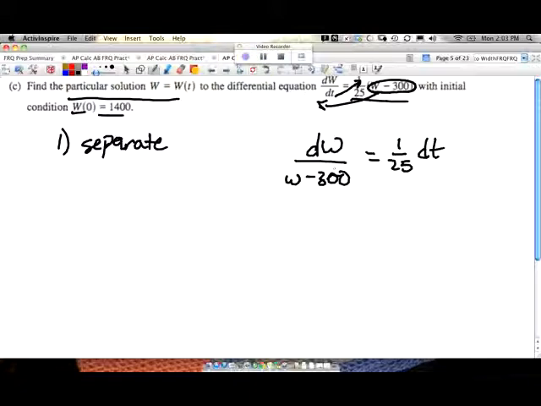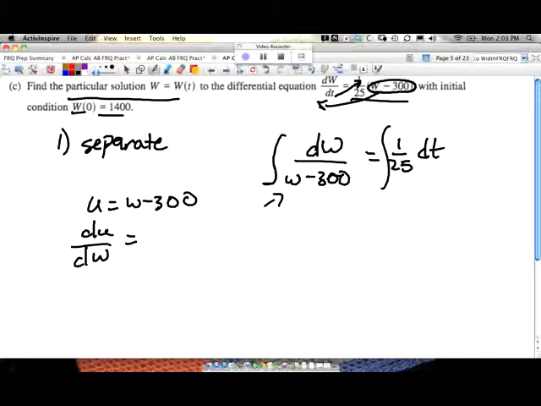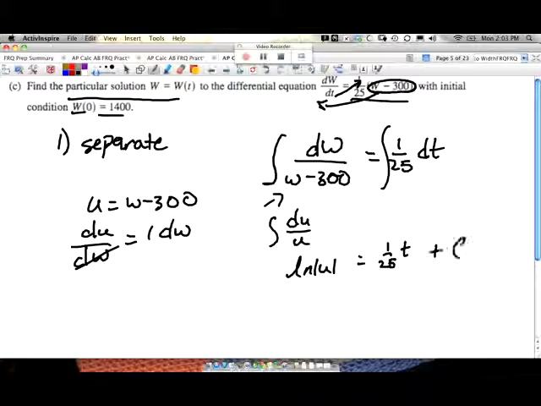At this point, you're probably asking yourself, how do I do this? Because I need to integrate both sides, both the left and the right. And down here, I have a u substitution. Let's say u equals w minus 300. Then du/dw is just 1, or du equals dw. So this is the same thing as the integral of du over u. Well, the antiderivative of that is the natural log of the absolute value of u, equals, on the other side, 1/25 times t plus a constant c.